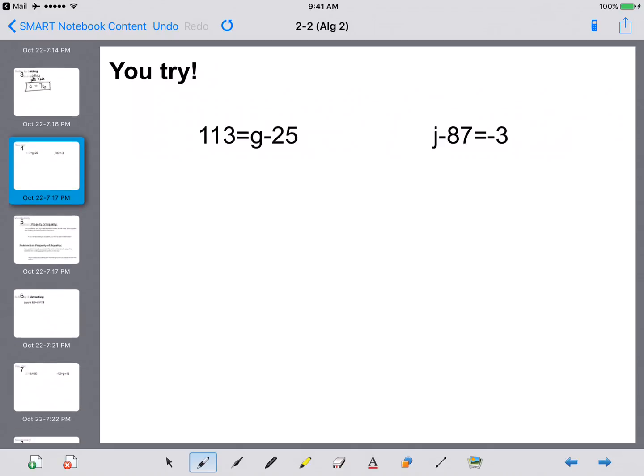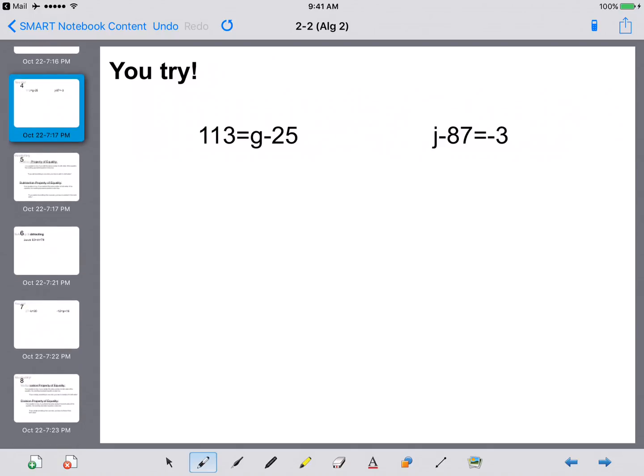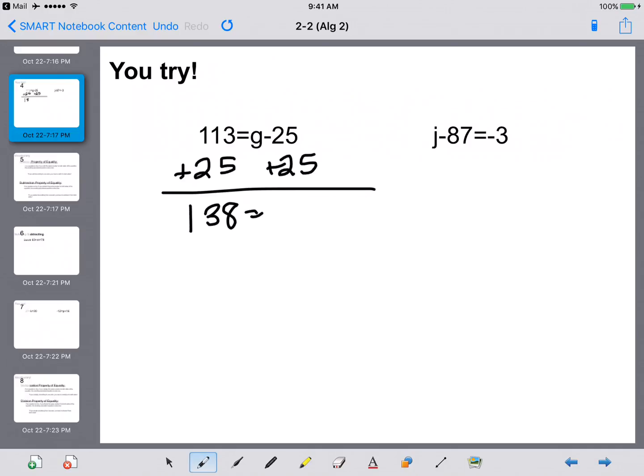Now I want you to try. So solve these two and see if you get the correct answer. So we've got g minus 25. We've got to get rid of the minus 25 by adding 25, doing the opposite. What you do to one side, you do to the other. 113 plus 25 gets us 138. Our equal sign's still there. We didn't touch the g, and that canceled out. So our g equals 138.